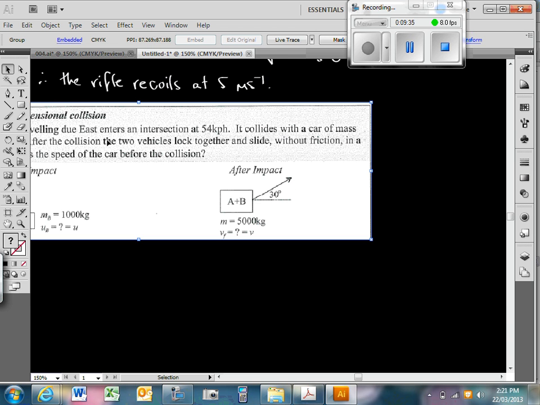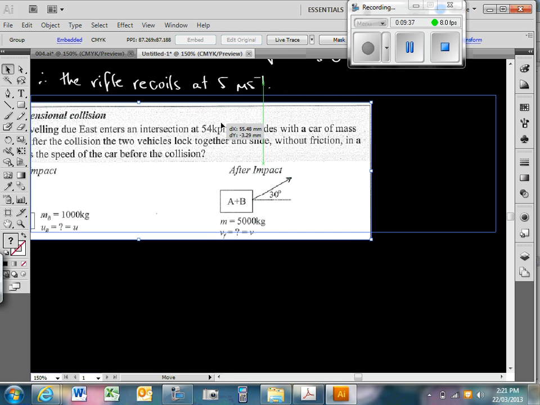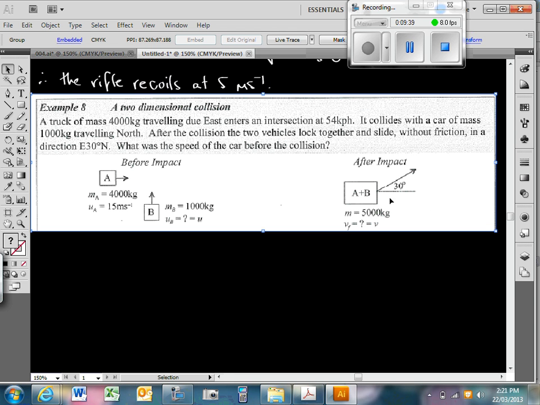What's the total momentum of the system before equal to? Or what's the total momentum of the system after equal to? It's equal to the total momentum of the system before, so you just need to calculate the total momentum of this system using vectors, using a vector addition.